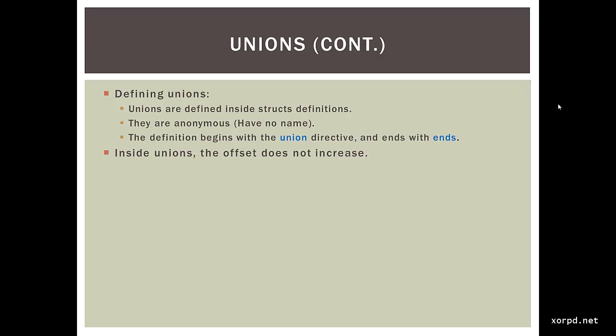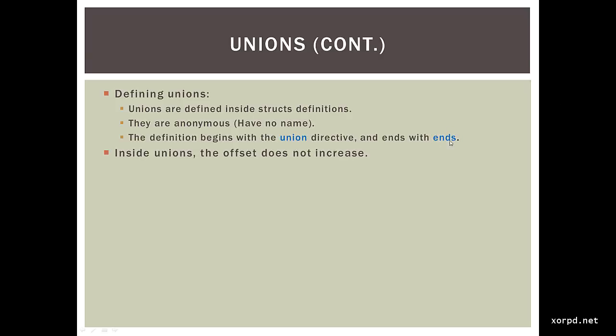Let's talk a bit more about unions, because I want to cover some other ideas relating to this construct. Defining unions. Unions are defined inside struct definitions. So basically you cannot just create a union without having a struct. You've got to define a struct first, and then the union is going to be inside. Unions are anonymous, which means that they have no name.